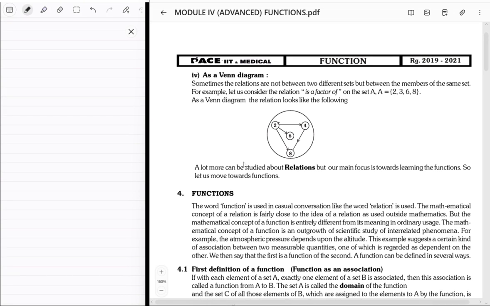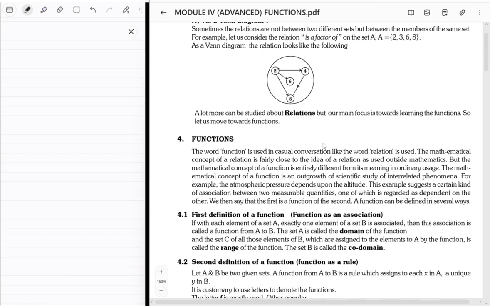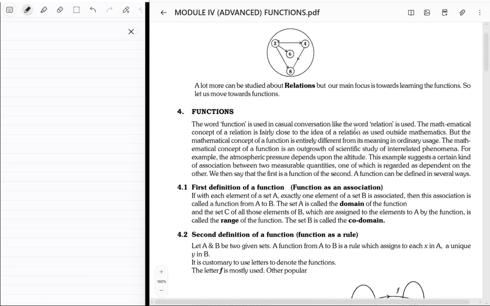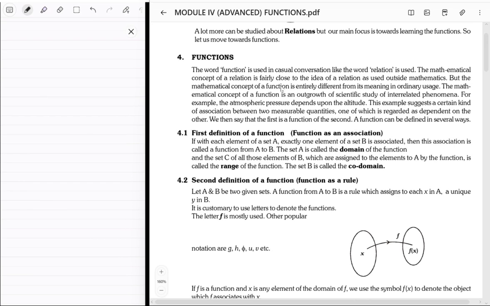Then why did you even explain all of this stuff, right? The word function is used in casual conversation, right? Okay, so no casual conversation right now.